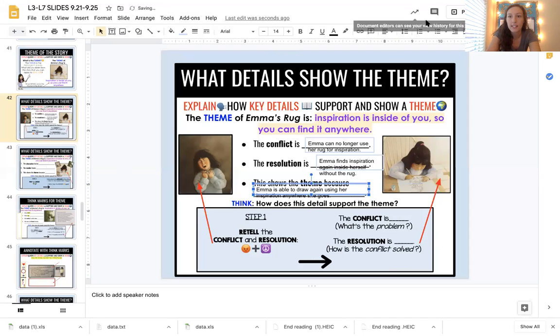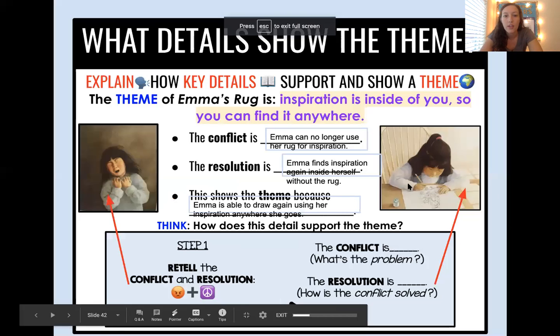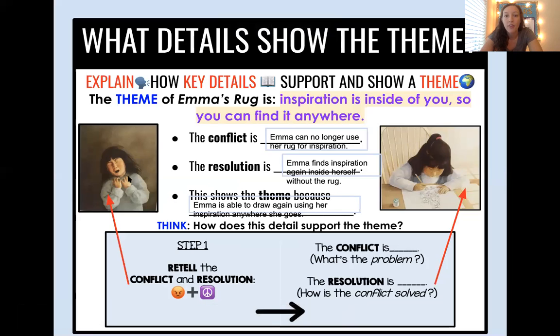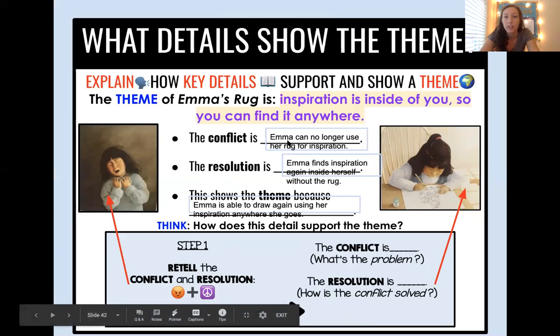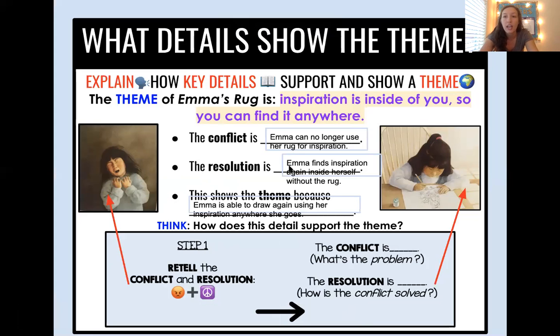Alrighty, now let's look at that sentence together one more time and talk about step 1. So the conflict of her not being able to use her rug and the resolution of her finding inspiration inside herself shows the theme because Emma is able to draw again using her inspiration anywhere she goes. And we figured that out. These are all key details. The conflict, the resolution, and putting them together to talk about the theme is us using key details.